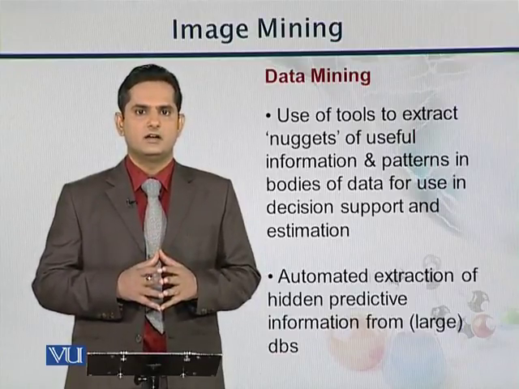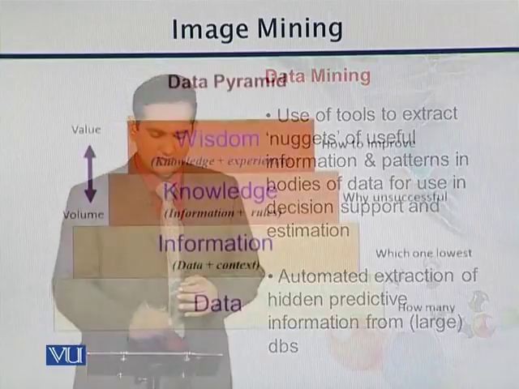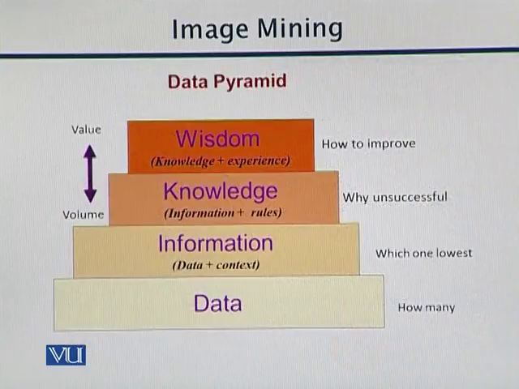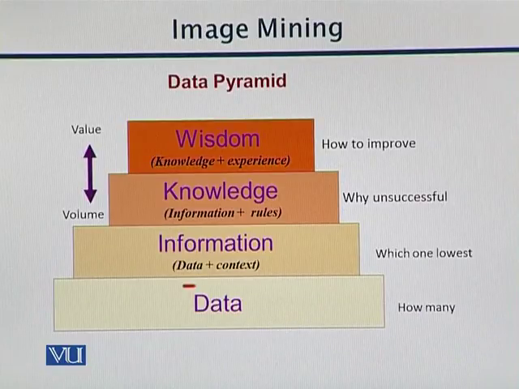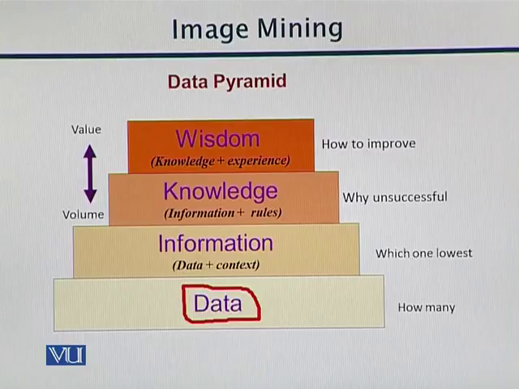data. So based on this thing, we have a very famous data pyramid which starts from data and moves towards wisdom. So data is basically a collection of raw facts. For example, if I take an example of a store, so I would say how many items were sold in the store in a given day. That is shown by this how many.